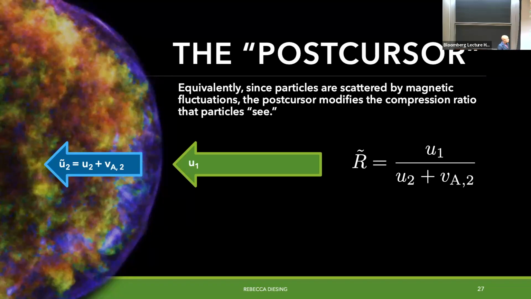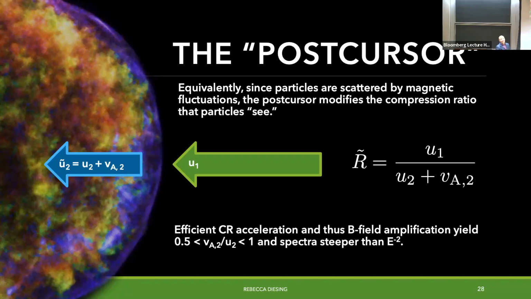The other thing is, if you don't account for magnetic field amplification, this is actually quite small, so it doesn't really matter. But if you account for, that's actually my next point, strong magnetic field amplification, this V_A2 can be a sizable fraction of U2, and that can lead to a substantial effect. So the idea here is now you can actually get a fluid compression ratio, R, that is larger than 4.